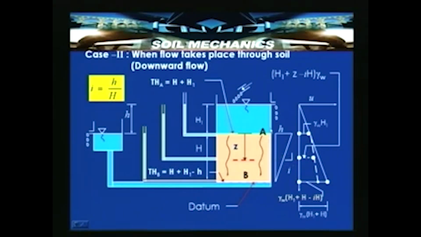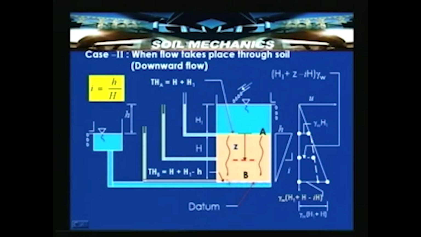At point A, it has got the full head which has to dissipate. At a certain depth, there is a certain head component. So i is equal to h by H, so h is equal to i H. For example, if Z is equal to H by 2, then we can say that 50% of the head loss has already occurred. When Z is equal to H, then the complete head loss occurs.